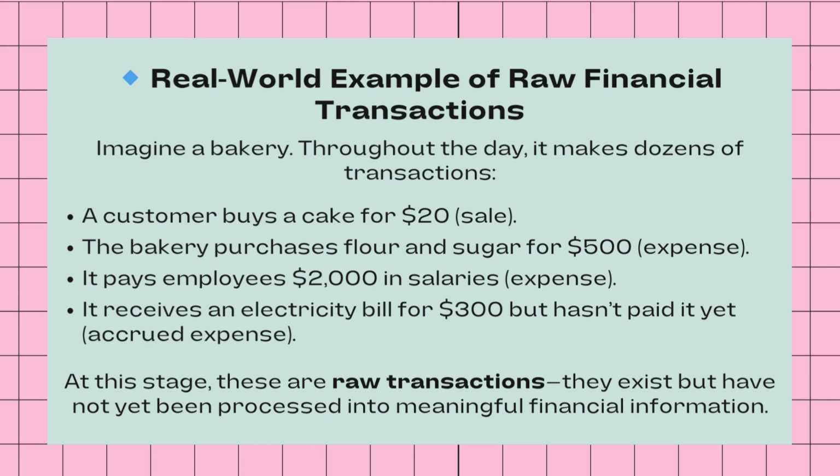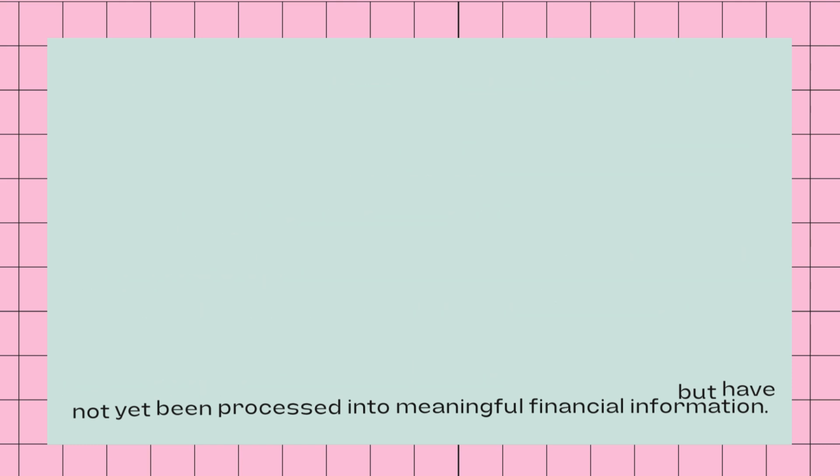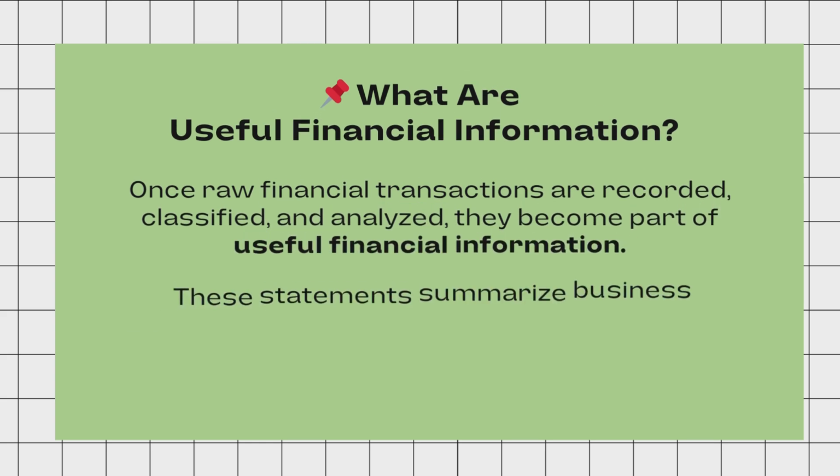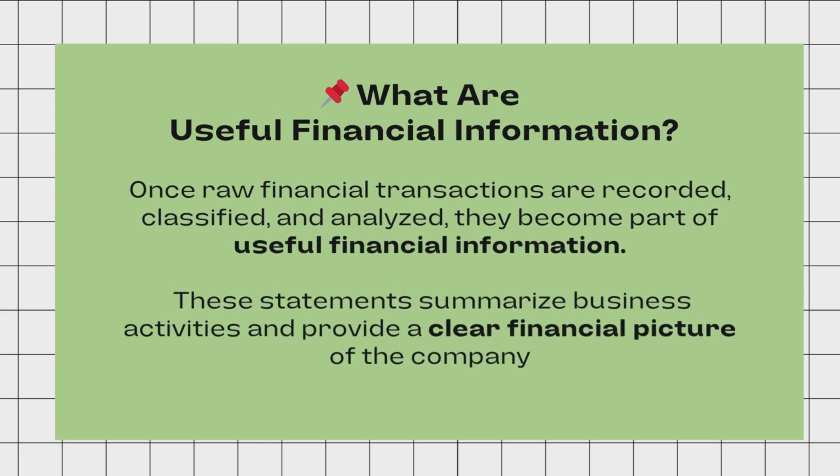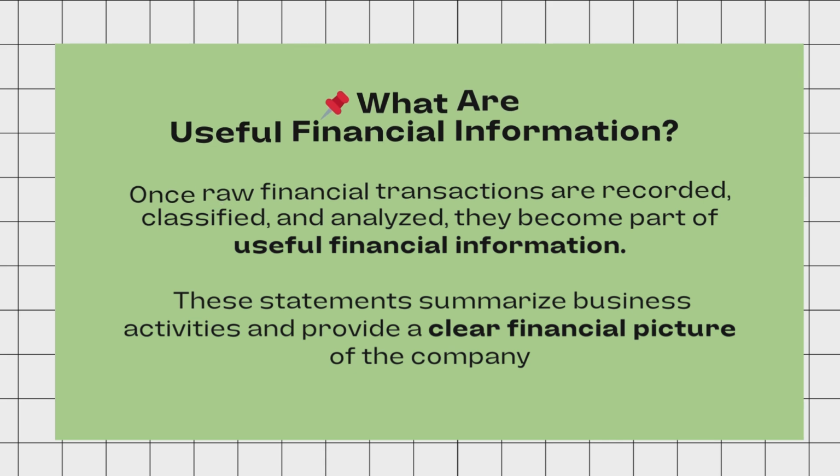At this stage, these are raw transactions. They exist but have not yet been processed into useful financial information. What is useful financial information? Once raw financial transactions are recorded, classified, and analyzed, they become part of useful financial information. These statements summarize business activities and provide a clear financial picture of the company.